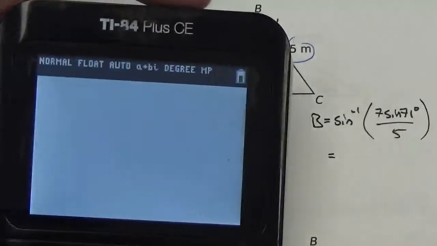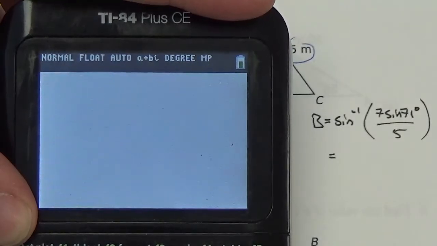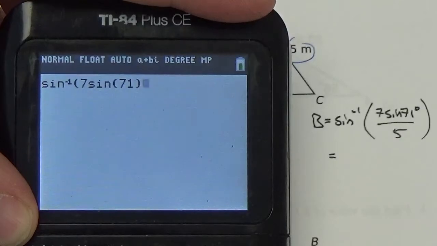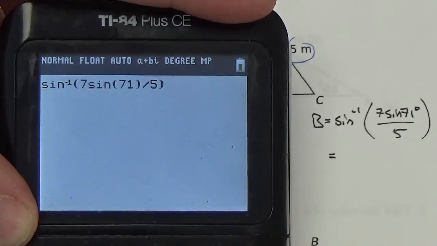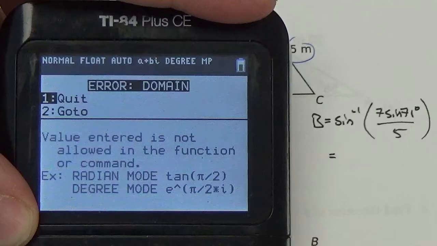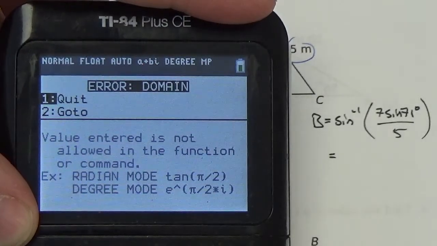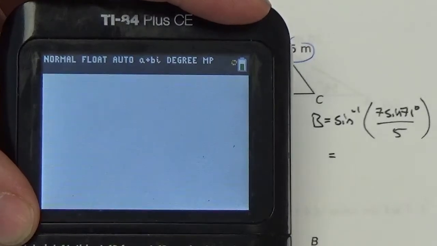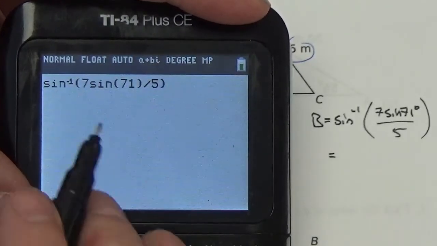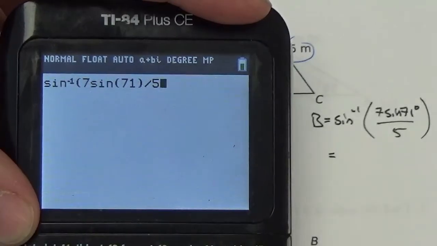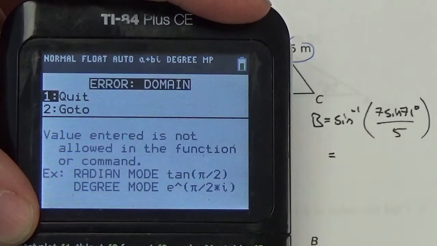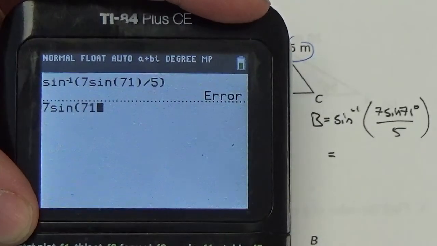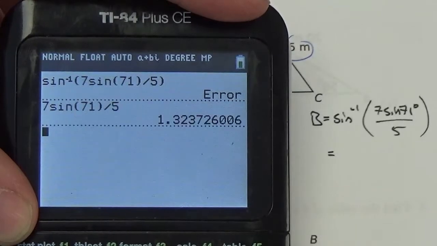So let's take a quick look. And again, I'm going to do it all in one step. So the inverse sine of 7 multiplied by the sine of 71 divided by 5. I'm going to close the brackets up there. And I get a domain error. Okay, well, what does that mean? So I go back to this and I think, okay, let's take a look at what's inside. Maybe we have to do this in pieces here. Let's do 7 times the sine of 71 divided by 5.